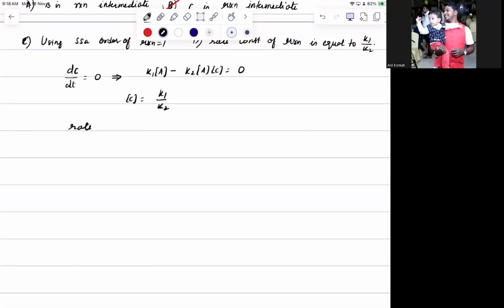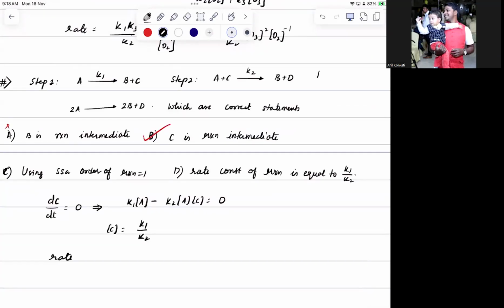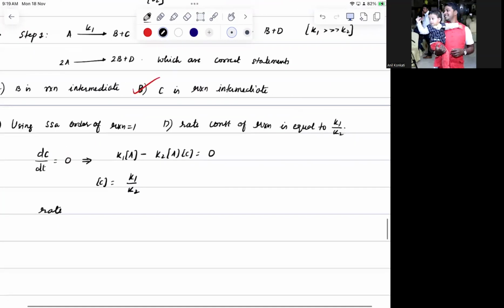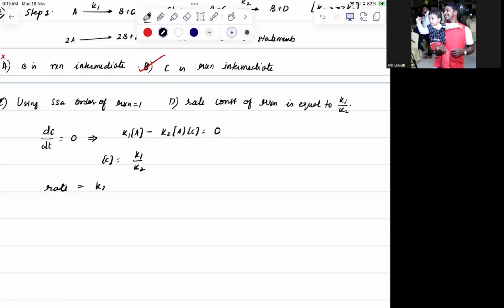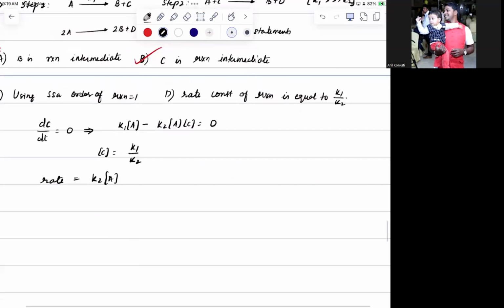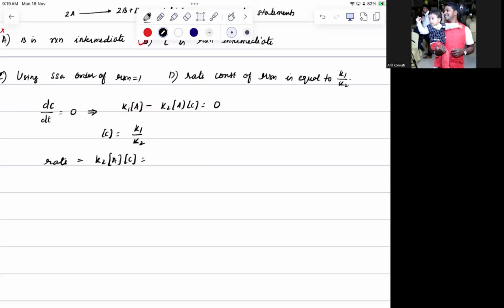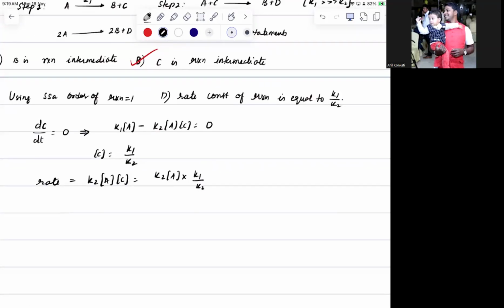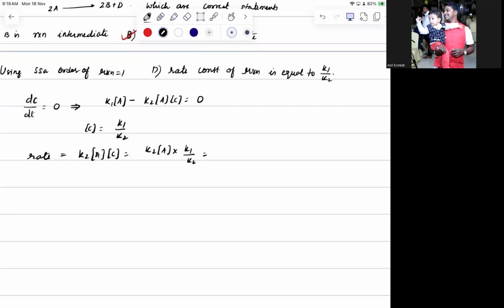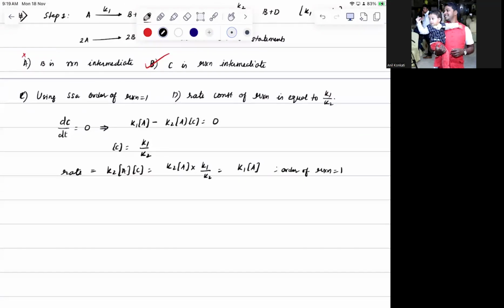So rate is always written for the slow step. As it is already given here that K1 is far greater than K2, which shows that the second step is the slowest step. So rate is equal to K2 into A concentration into C concentration. In this case, C concentration is equal to K1 by K2, so we will get this as only K1 into A. So the order of the reaction is 1, and the rate constant is equal to K1. So it is independent of the K2 value as well.